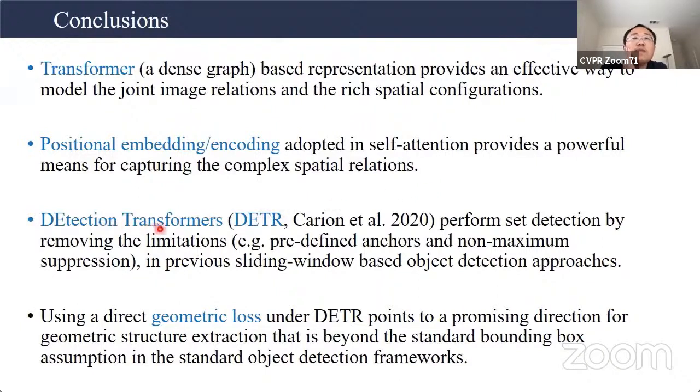Detection transformer or DETR by Carion et al. performs set detection by removing limitations, for example, predefined anchors and non-maximum suppression in the previous sliding window-based object detection approaches. Using a direct geometric loss under DETR points to a promising direction for geometric structure extraction that is beyond the standard bounding box assumption in the standard object detection frameworks.